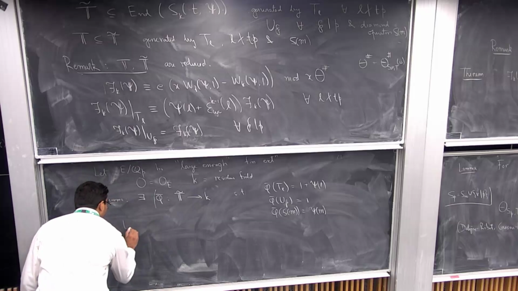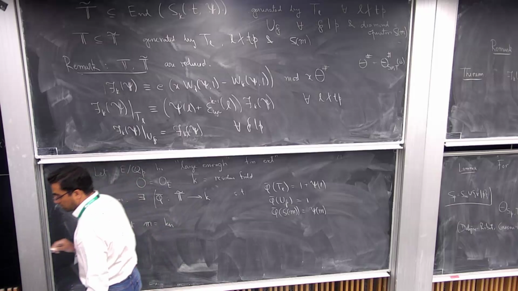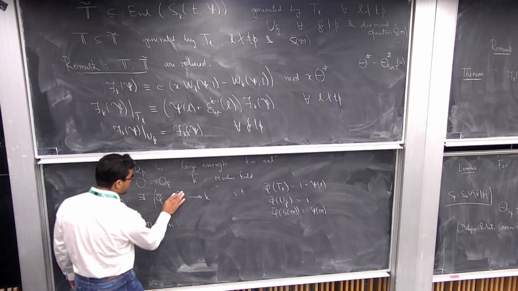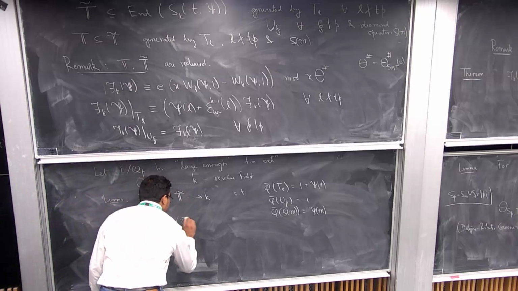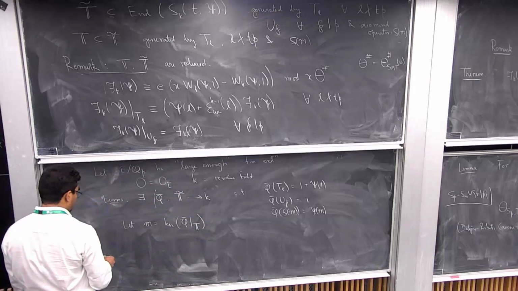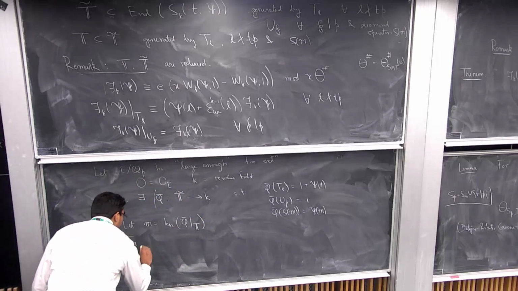So let M be this, phi bar restricted to T, kernel of this. And then I look at the M-adic completions.